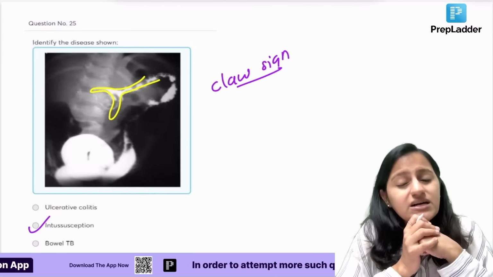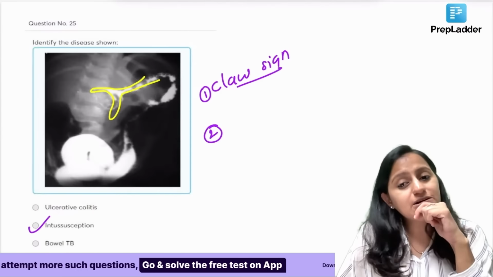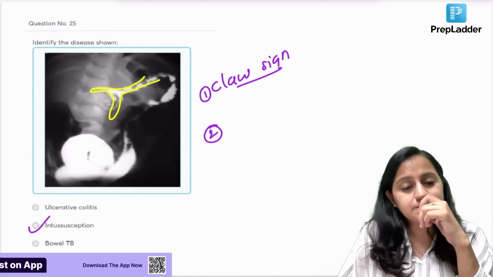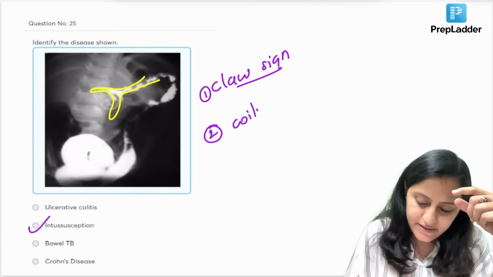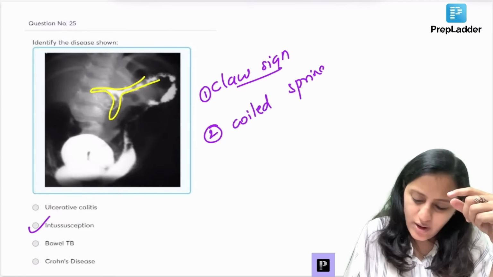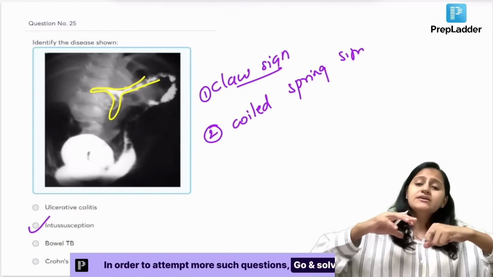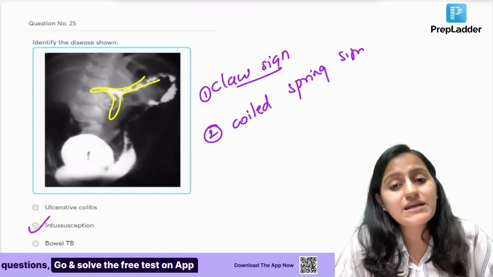What is the other barium finding that you see in intussusception? One is the claw sign, and which is the second sign in a barium study in intussusception? Very good. The coiled spring sign. That is the coiled spring sign in between the intussusceptum and intussuscipiens. You will see the barium going like a coiled spring.